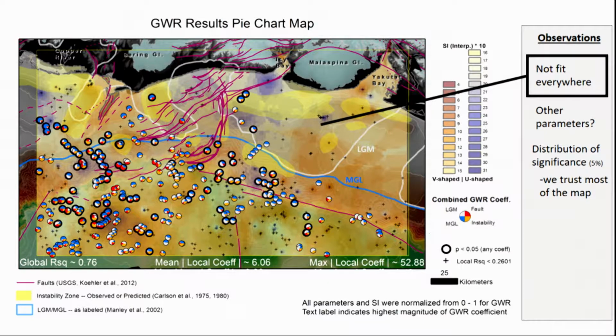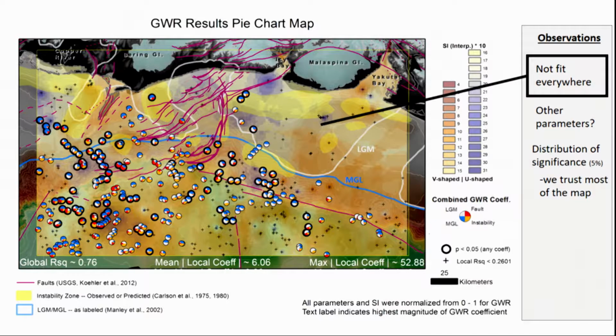We ran the GWR and plotted our results as pie charts here. I have masked any areas where we had a local r-squared of less than 0.26, which was an arbitrary cutoff, but I picked it based on what the r value would be if you back that out. Maybe in the areas where we didn't have a great fit, other parameters might explain it better. It might have been that in this area depth was a better parameter, or something we didn't quite think of yet.